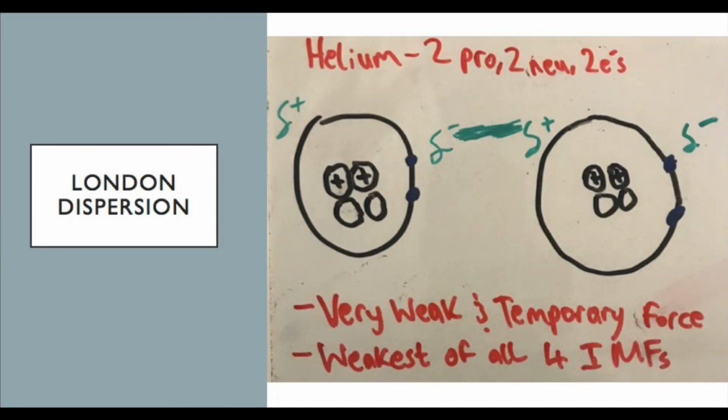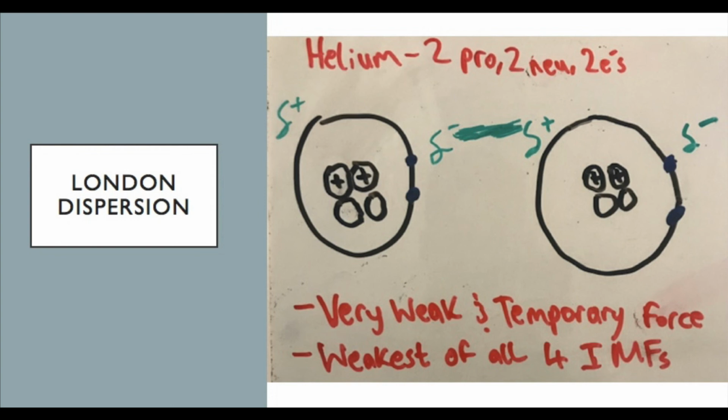Now, a couple things to note about London dispersion forces is that all molecules have London dispersion. Why? Because all molecules are going to have electrons floating around at some point, and those electrons are going to have a probability of landing in the same environment, creating temporary dipoles. But the biggest thing to remember is that these are very weak and temporary forces.